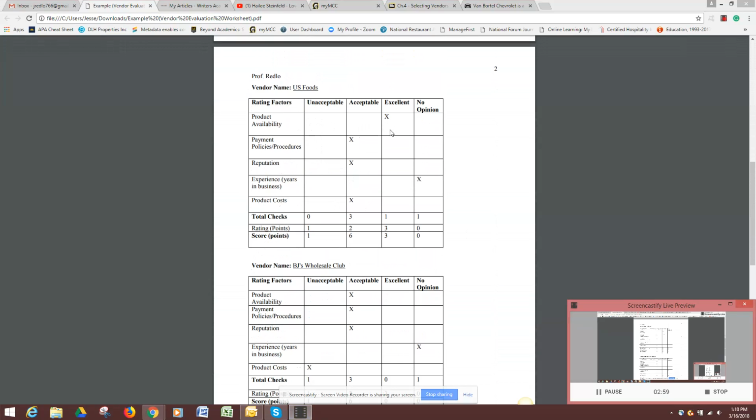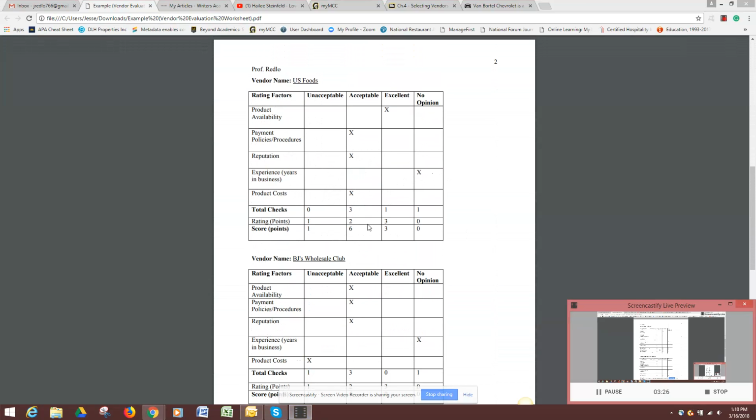They have a very wide array of products. Their payment policies are pretty typical. Their reputation is good, but it's not excellent because sometimes their delivery times can be a little bit slow given the large scale nature of their operation. With their years in business and experience, I personally have no opinion, just from lack of experience with their vendor, and their product costs are pretty much middle of the road. So again, we go through and tally up that score.